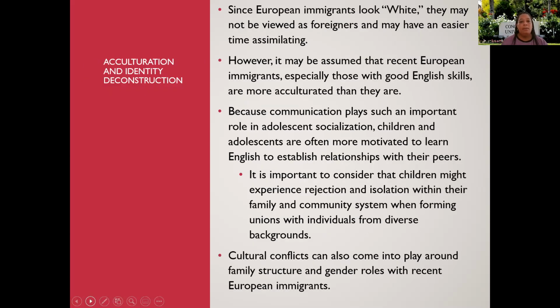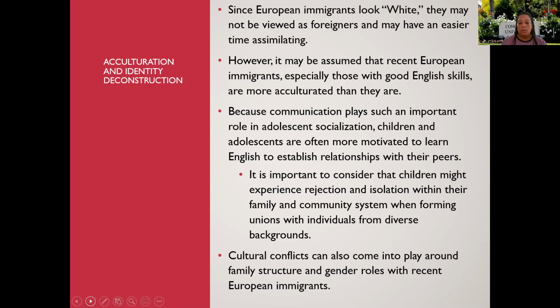Since European immigrants looked white, they may not be viewed as foreigners and may have an easier time assimilating. But it was often assumed that recent European immigrants, especially those with good English skills, are more acculturated than they were. Because communication plays such an important role in adolescent socialization, children and adolescents are often more motivated to learn English to establish relationships with their peers. So it was important to consider that children might experience rejection and isolation within their own families and community systems when forming unions with individuals from diverse backgrounds.